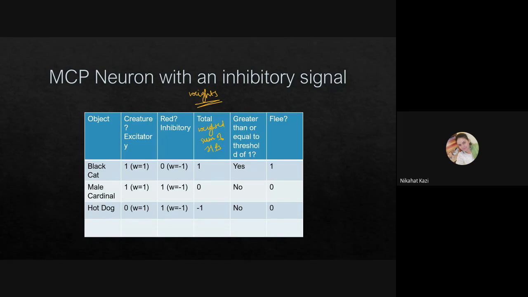So if you look at this table, 1 multiplied by 1 plus 0 multiplied by -1, so the answer is 1. Okay. Now for the male cardinal, 1 into 1 plus 1 into -1, the total is 0, not the output. Similarly, for the hot dog, 0 into 1 plus 1 into -1, that is -1 as the total. Now with this background, the earlier procedure is the same. You again decide the threshold of the neuron. So what is the threshold of the neuron? That is something else that you need to decide. What is that in this case?